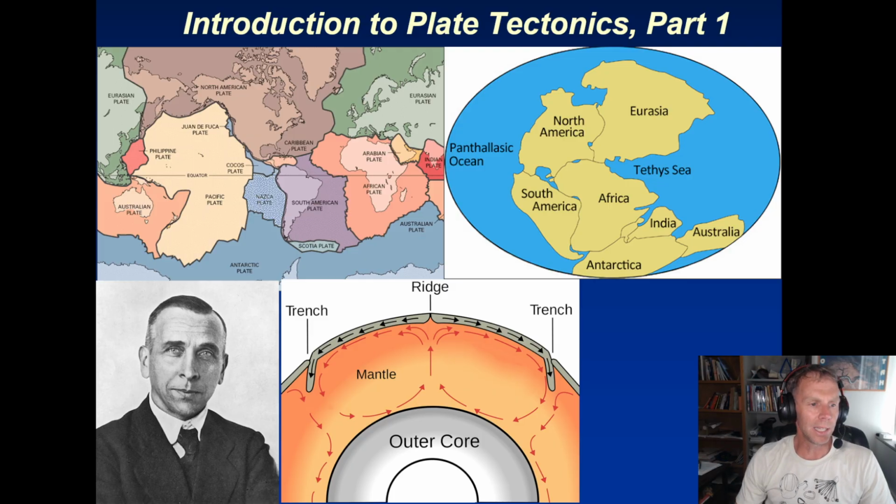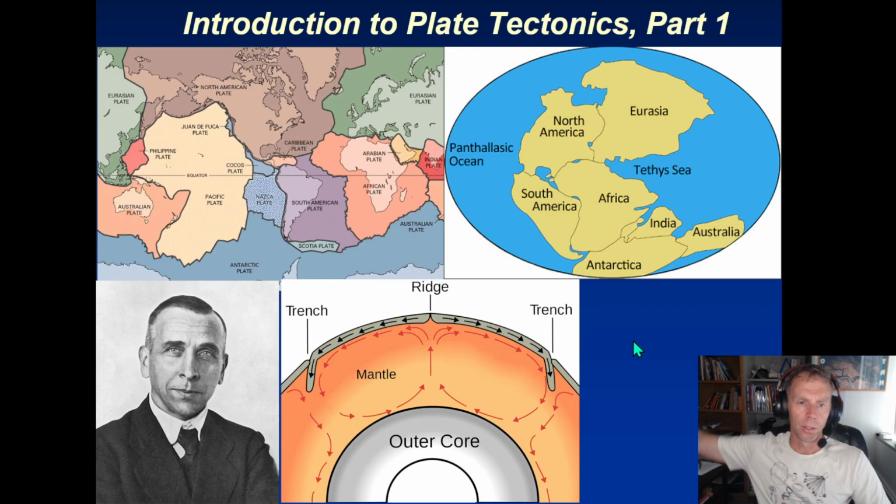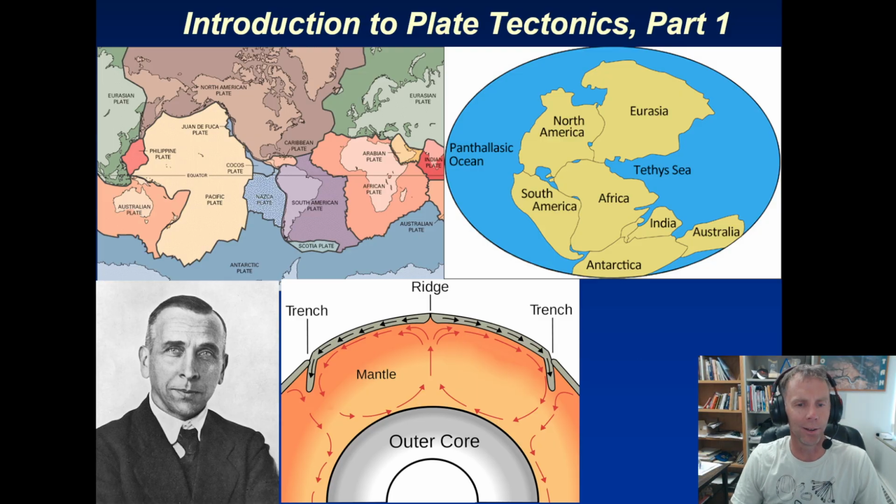So let's go ahead and get started here. We'll learn more about some of these graphics as we go. We'll learn about this individual, Alfred Wegener, as well.